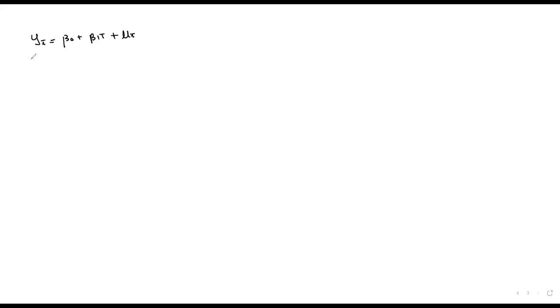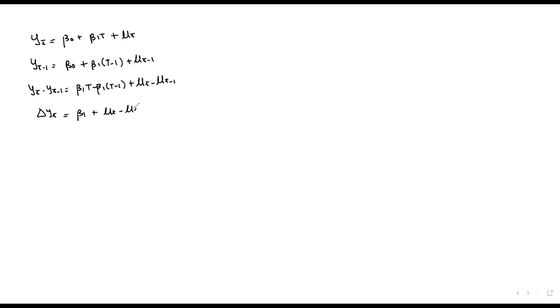So if I do y_(t-1) is beta 0 plus beta 1 (t-1) plus u_(t-1), and I subtract this one here, beta 0 disappears, and here we have beta 1 t minus beta 1 (t-1) plus u_t minus u_(t-1). Then the change of y_t equals beta 1, since the beta 1 t terms cancel, you agree? What I'm left with is beta 1 plus u_t minus u_(t-1). Do you remember what process this is? This is an MA(1) process, correct?